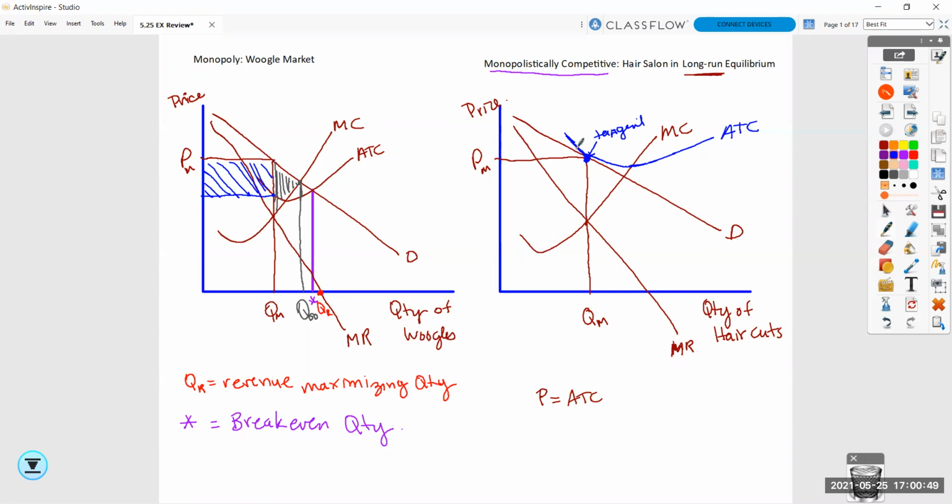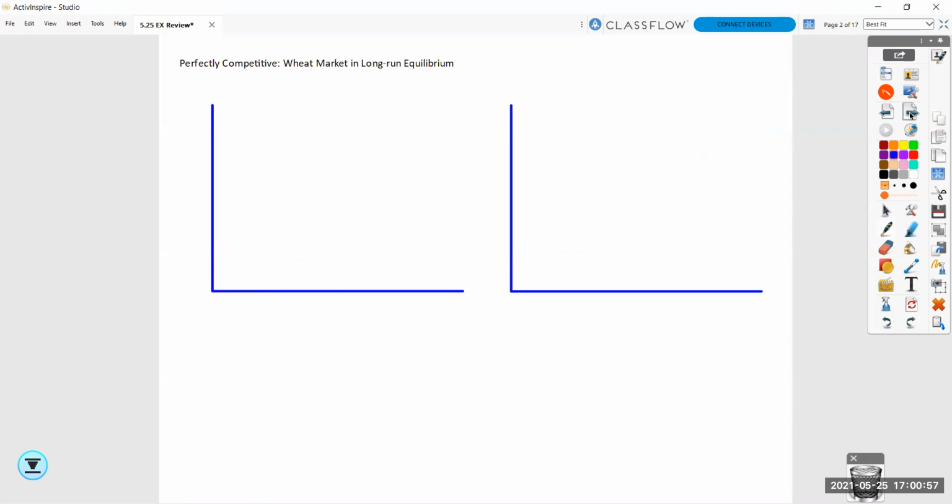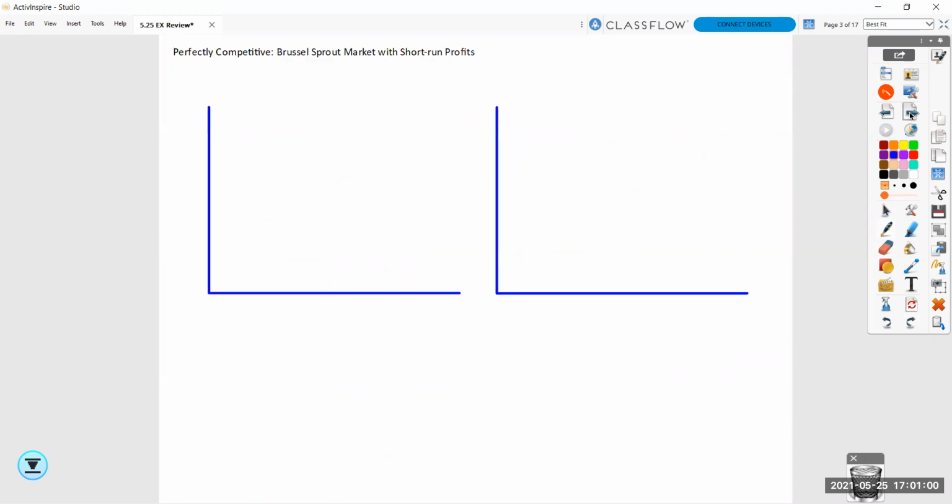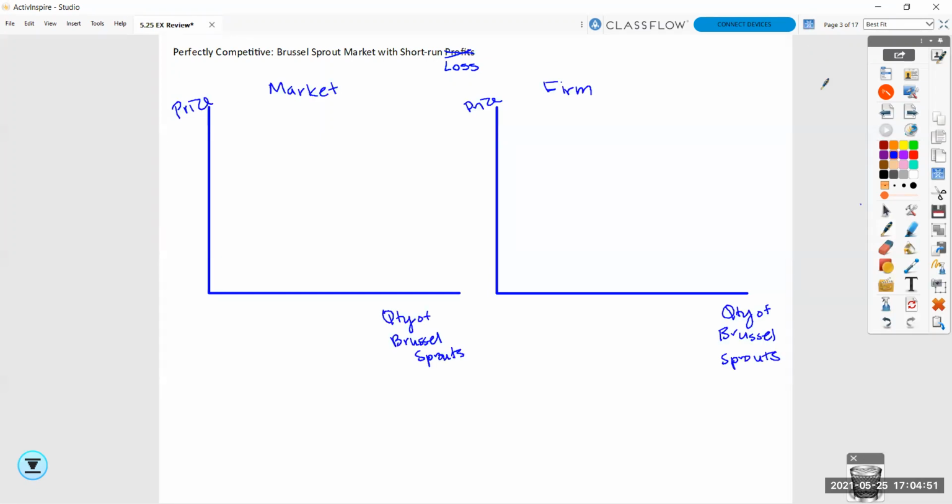Questions about the monopolistically competitive? Okay. I'm going to go backwards here. We've already done one with a profit. So let's try the perfect competitor with a short run economic loss. Let's do the short run economic loss. And now we're going to do a loss.